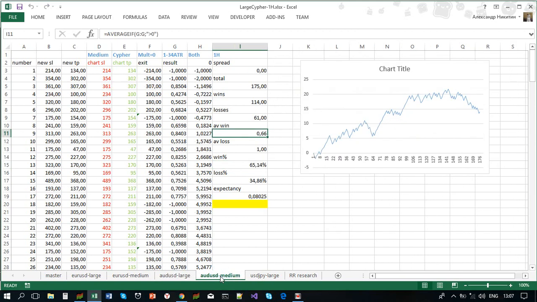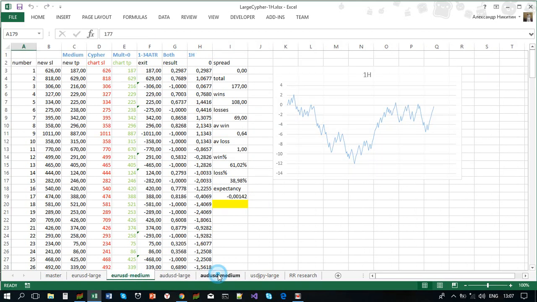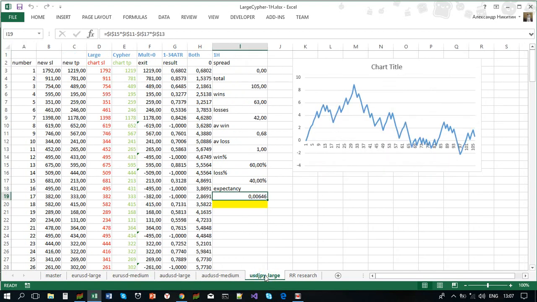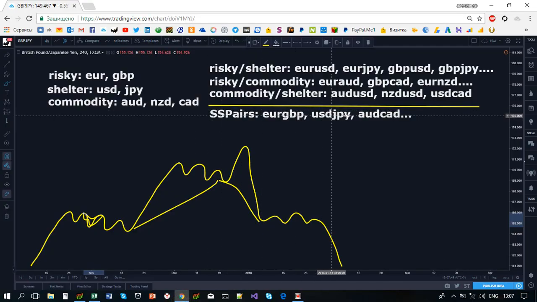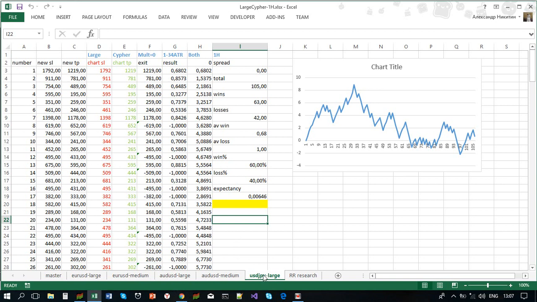Aussie dollar large, Aussie dollar medium. But euro dollar medium, Aussie dollar medium. See it? Okay, and I did the dollar yen large for now. This is what I was talking about, the same pair of dollar yen. Yes, I just started, so I did the dollar yen. Now I didn't do the dollar yen medium to compare what changes we have within this asset class.